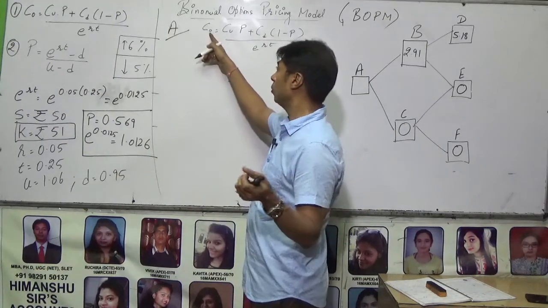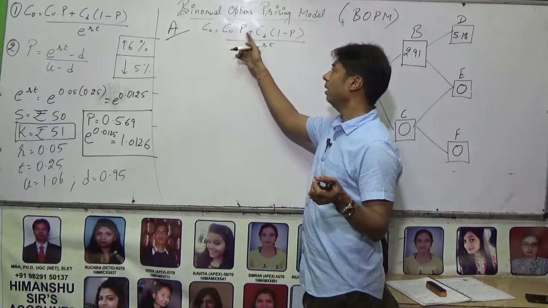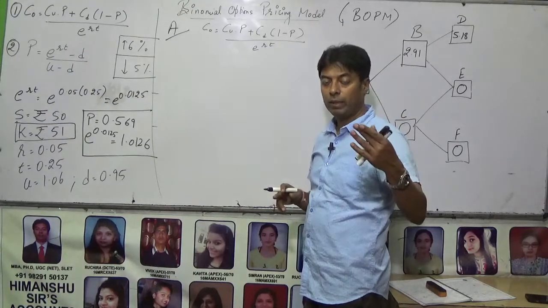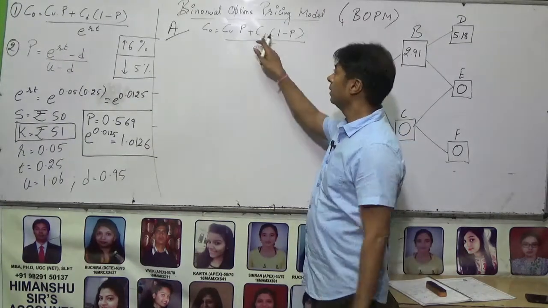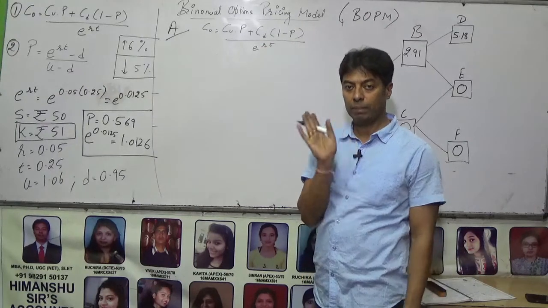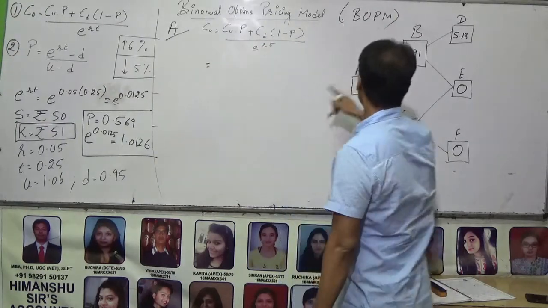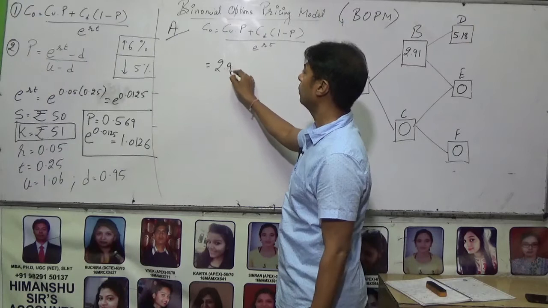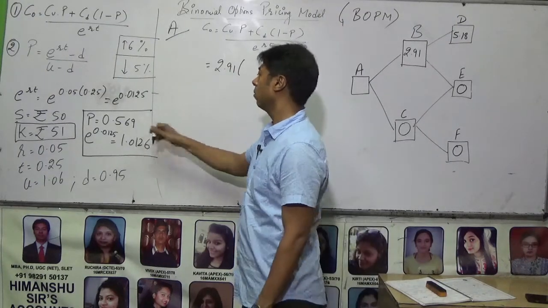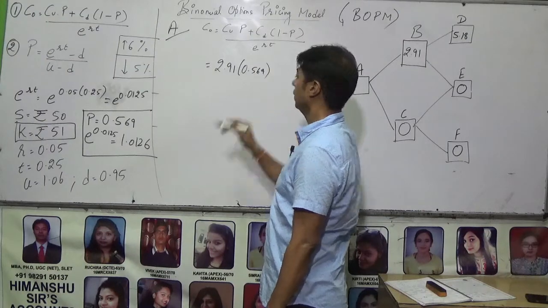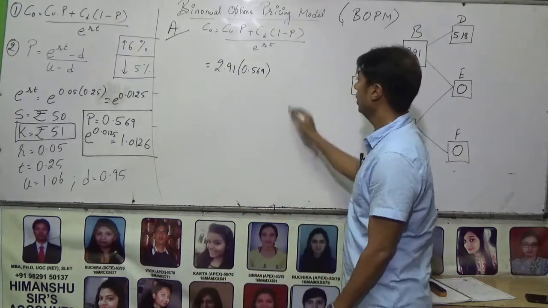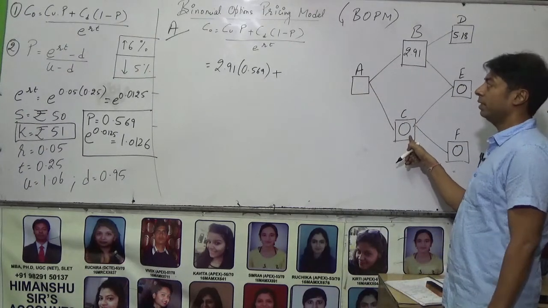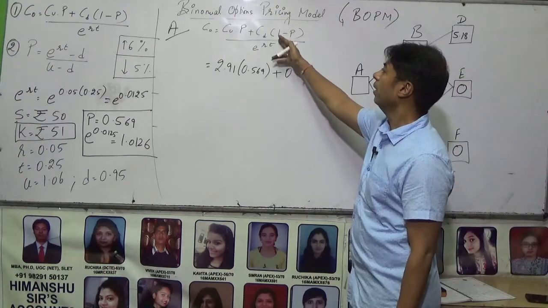Formula remains the same. CU, call option value is CU multiplied by P plus CD 1 minus P upon ERT. CU says call option value at the upswing when the price of the stock is increasing. CD says call option value at the downswing when the price is decreasing. So CU, when we are sitting at node A, the upswing value is 2.91. Let's place it. P, probability constant was 0.569. It is also called as binomial option pricing constant. Plus CD, the downswing call option value over here is 0.